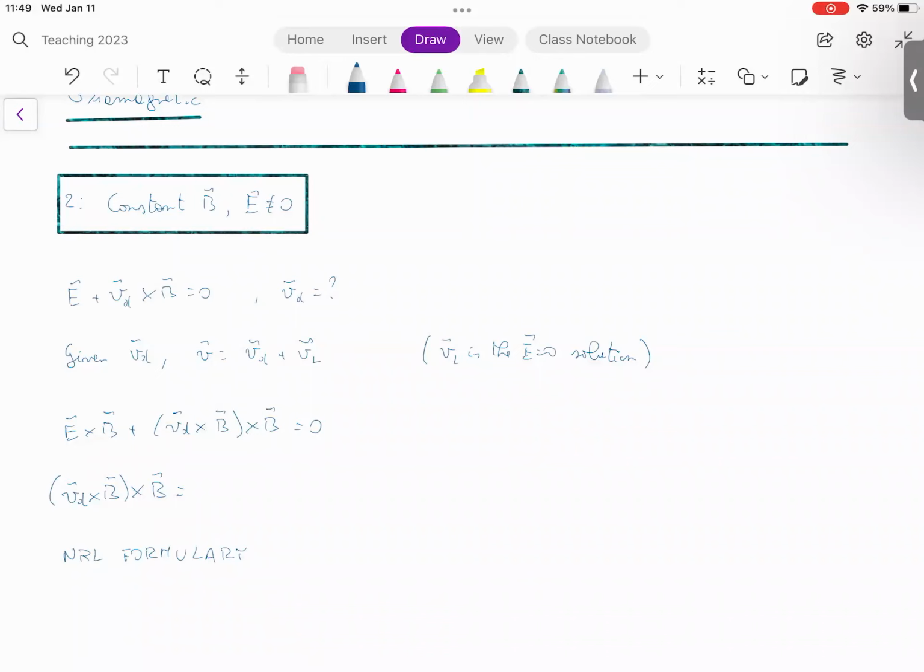Back to what I was saying. This is going to give me V drift dot B, where this B is this B. I got it from there. And this is going to be in the B direction, where that B is this B. And then I'm going to have minus B dot B, that gives me B squared times V drift.